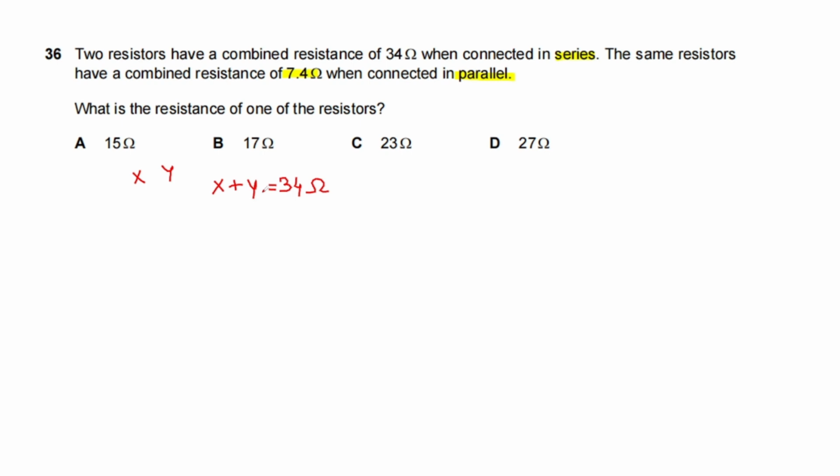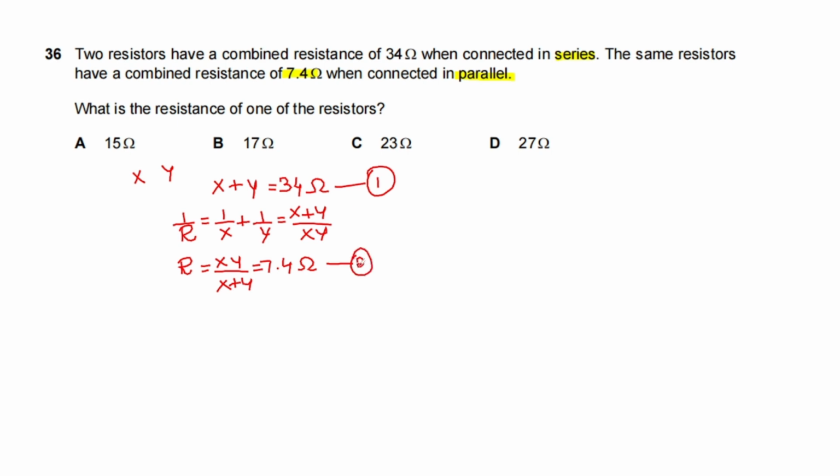Right, so the same resistors are now connected in parallel. In the case of parallel connection, 1 by R would be equal to 1 by X plus 1 by Y, which is equal to X plus Y divided by XY. Or you may say that the R value is equal to XY divided by X plus Y. So here this parallel combination of the resistors would be equal to 7.4 ohms. So we have two equations, this is equation 1 and this is equation 2. So let's substitute equation 1 in equation 2.